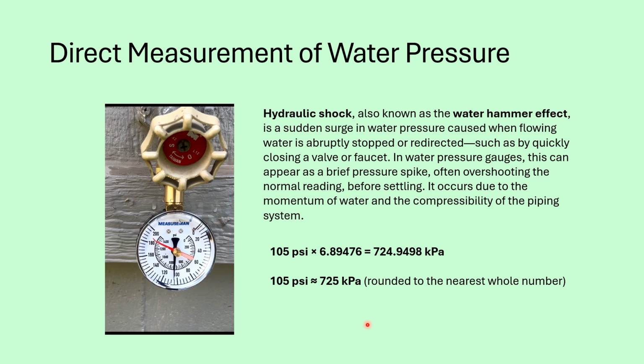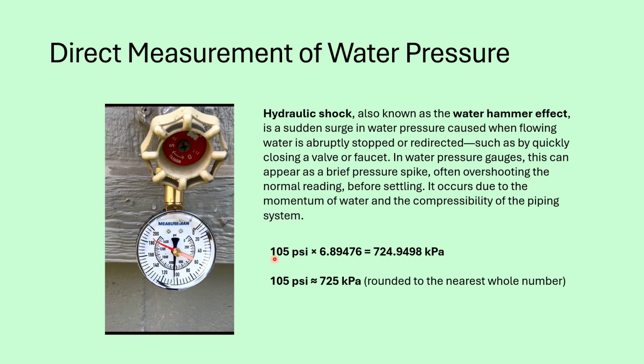So what we observed there is called a hydraulic shock, also known as a water hammer effect. It is a sudden surge in water pressure caused when flowing water is abruptly stopped or redirected, such as by quickly closing a valve or faucet. In water pressure gauges, this can appear as a brief pressure spike, often overshooting the normal reading before settling out. It occurs due to the momentum of the water and the compressibility of the piping system. Even though you think the pipes are rigid, they have a small amount of give, and this causes pressure waves. Basically, it's the sudden change in the water pressure. That's like when you turn the water on or off rapidly in your house, you will sometimes hear the pipes rattle, and that's what that is. That's a water hammer or pressure shock effect.